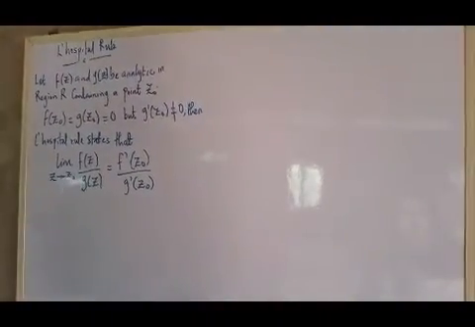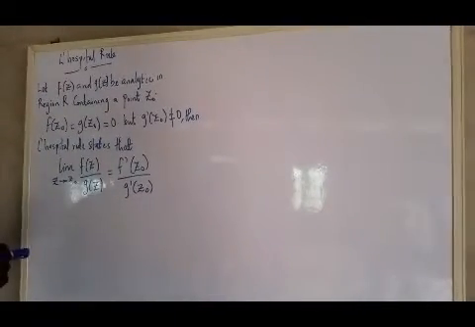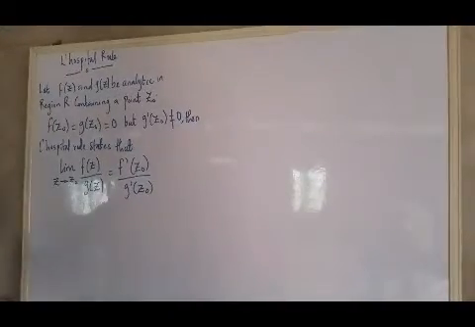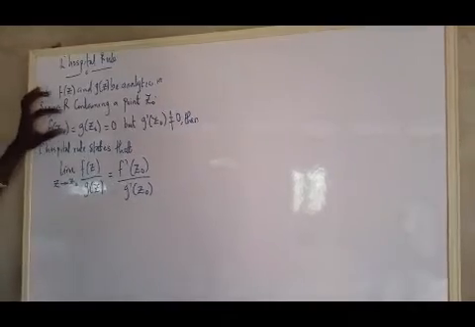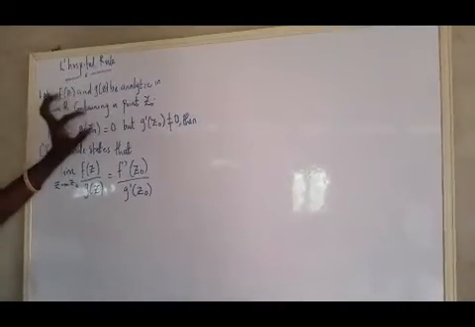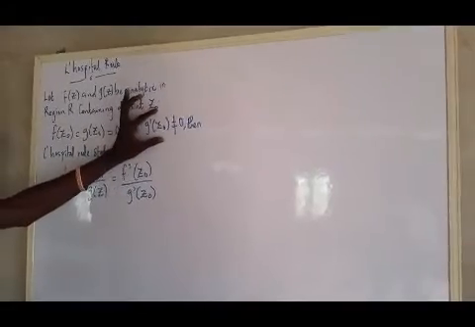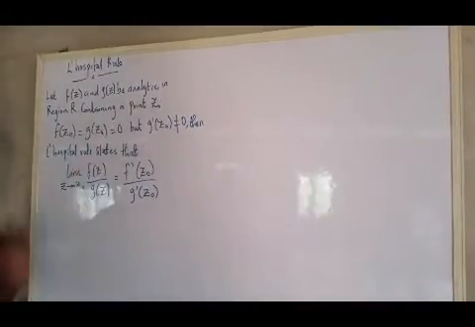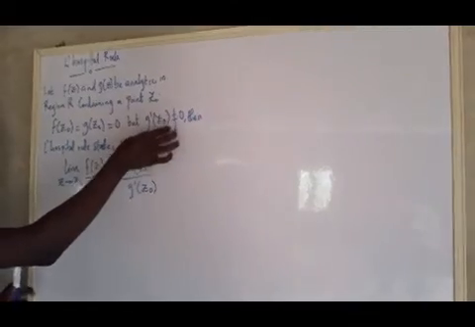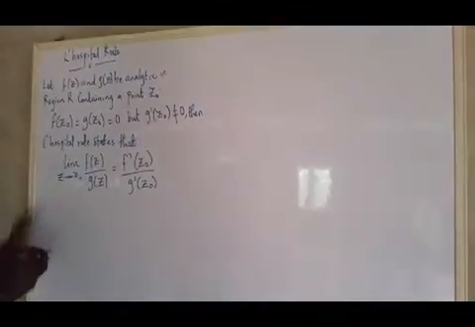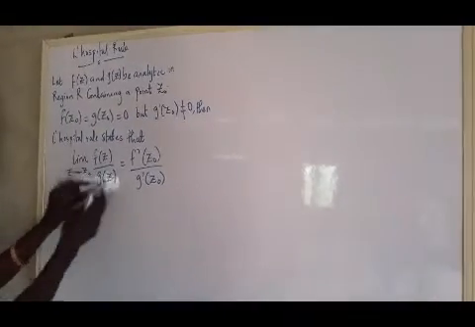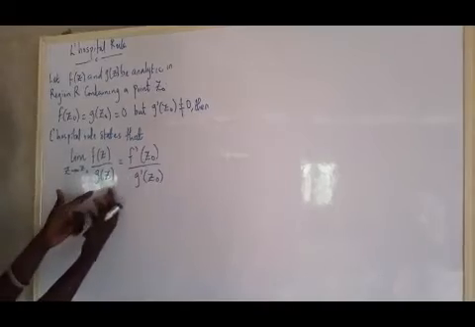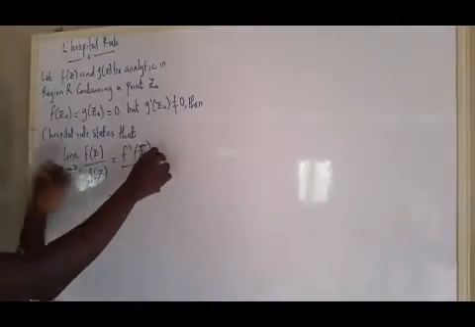Alright, today we want to look at L'Hospital's rule and its application. Let f(z) and g(z) be analytic in a region R containing a point z naught. If f(z naught) equals g(z naught) equals 0, but g prime of z naught, when you differentiate g, is not 0, then L'Hospital's rule states that the limit of f(z) over g(z), if g(z) is 0, what you do is differentiate f and g again.